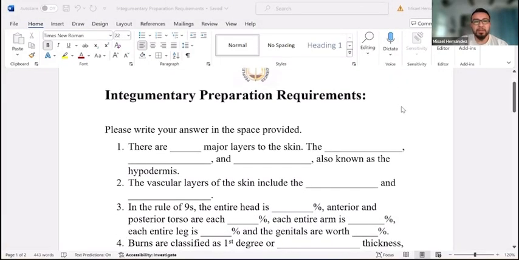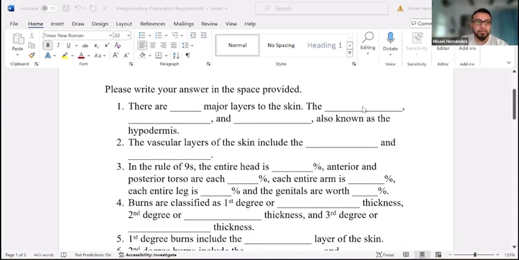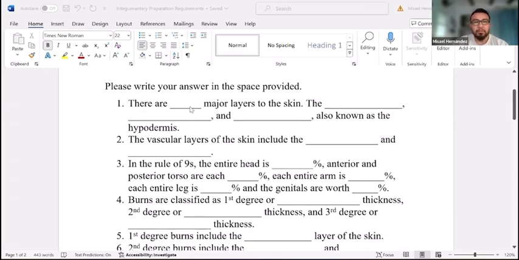All right, so now we're going to be doing the integumentary system prep requirements. So, number one, there are blank major layers of the skin, the blank, blank, and blank, also known as the hypodermis. Number two, the vascular layers of the skin include the blank and blank.